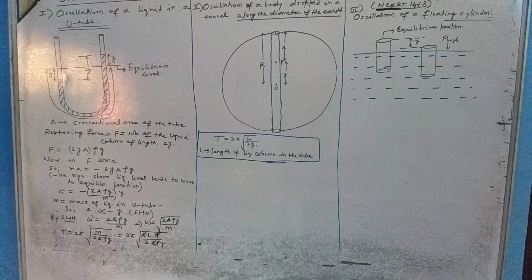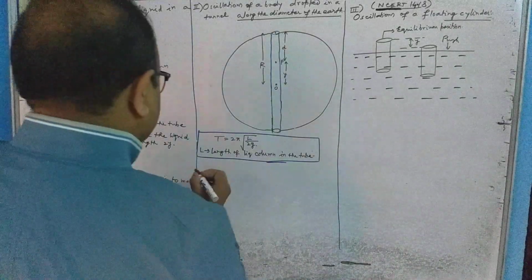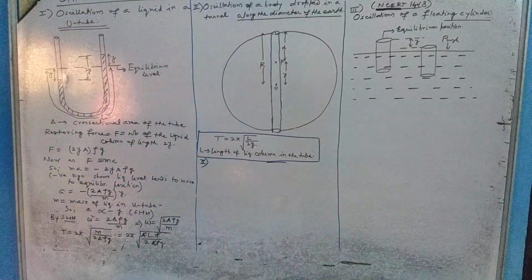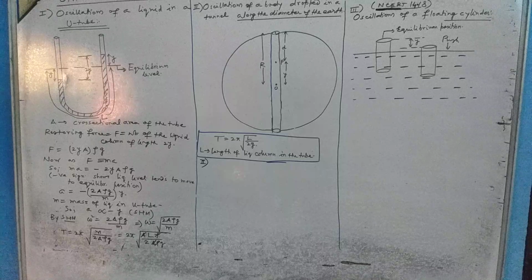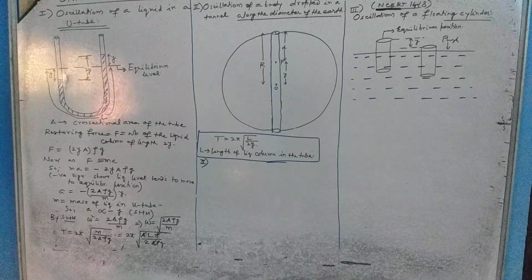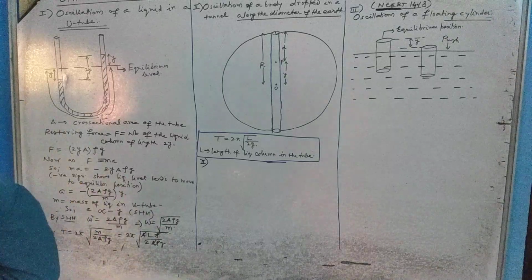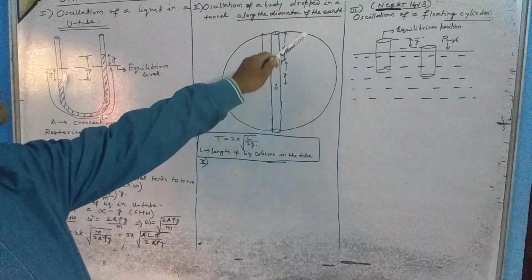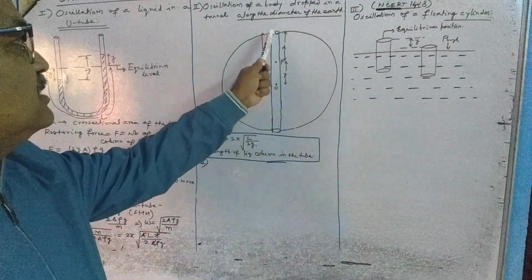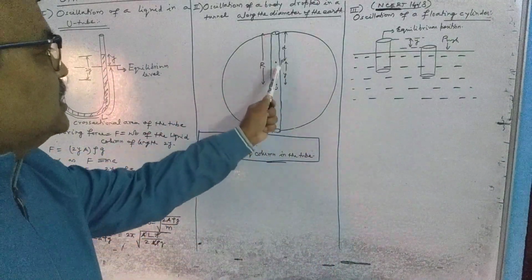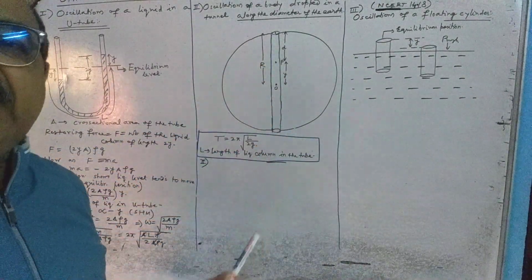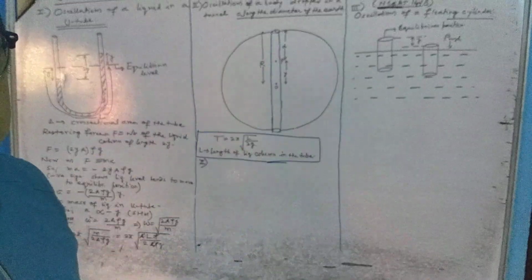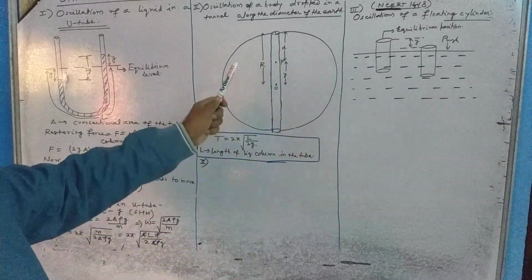Now, this is the first situation. Now I am discussing the second situation. I start the second situation from here. Look at this: oscillations of a body dropped in a tunnel along the diameter of the earth. Just try to understand the situation. This is the earth. In the earth, a tunnel is dug through the center of the earth like this, as shown in the figure. It is the tunnel that is dug.